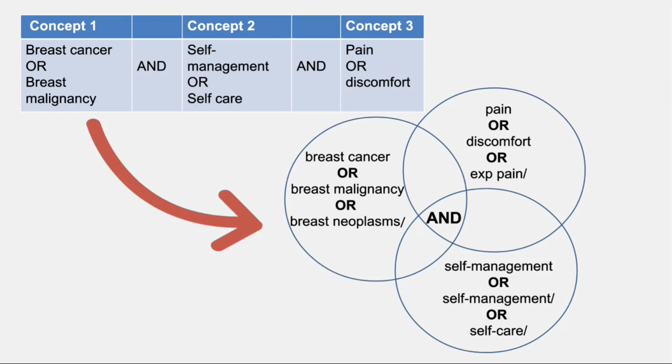So this is what it would look like with one of our examples from before. If we've got our breast cancer concept and our self-management concept and our pain concept, we would be ORing within a column and ANDing between columns, or else you can see how that would look in a Venn diagram here. So within a circle, we would be ORing, and then between circles, we are ANDing. And I'll show you what that looks like in a database when we get to the demo.